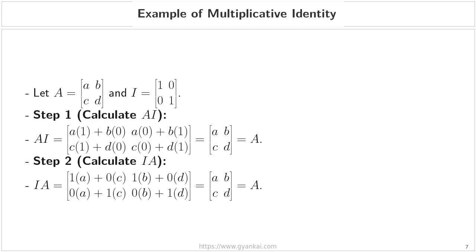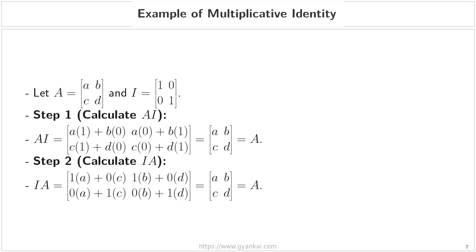Now, let us move to step 2 to see what happens when we multiply in the reverse order. Matrix I multiplied by matrix A. In this case, we multiply the rows of the identity matrix by the columns of matrix A. This gives us 1 times A plus 0 times C, and 1 times B plus 0 times D for the first row. For the second row, we have 0 times A plus 1 times C, and 0 times B plus 1 times D again. After simplifying, we find that the resulting matrix is exactly our original matrix A.